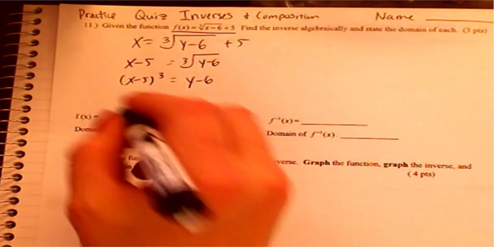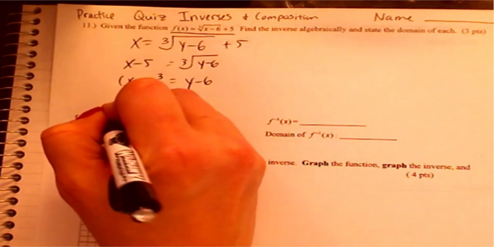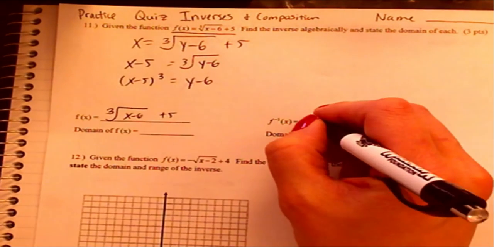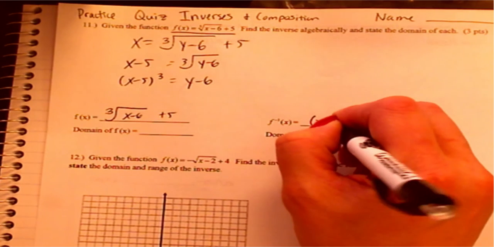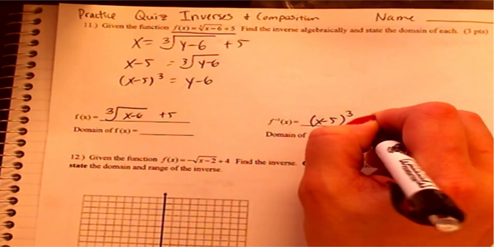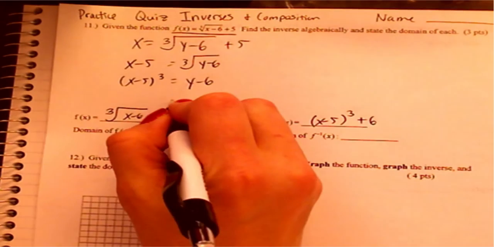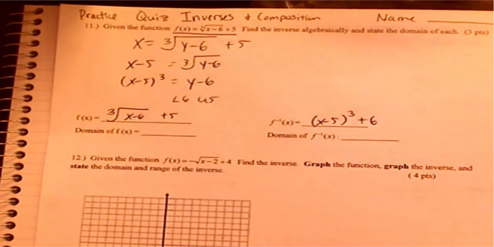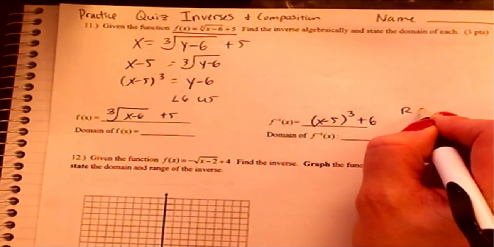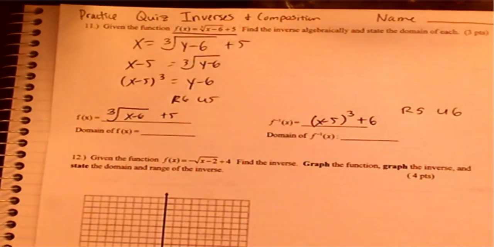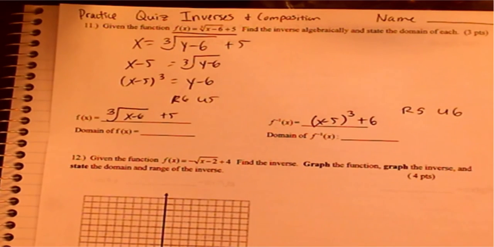So I'm going to add 6. The original is cube root, x minus 6 plus 5. The inverse is x minus 5 cubed plus 6. Look at the change in the transformation. Left 6 up 5, right 5 up 6. Oh, sorry, that's a right. Right 6 up 5. The transformation switches, because one of them describes x and one of them describes y, and then they switch.